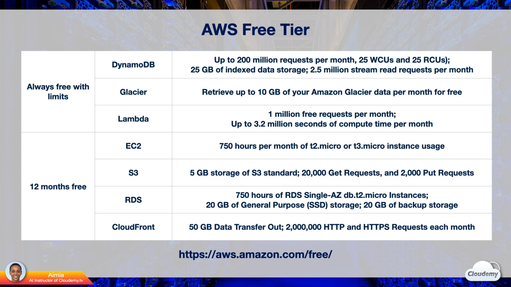With RDS, you get 750 free hours of single AZ, DB T2 micro instances, 20 GB free general purpose SSD database storage, and 20 GB free backup storage in the first 12 months. With CloudFront, you get 50 GB free outbound data transfer, 2 million HTTP and HTTPS requests each month for free in the first 12 months.